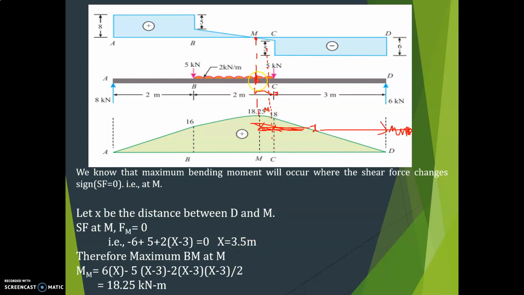Once you get x, you can calculate the maximum bending moment. What is that? 6 into x minus 5 into x minus 3, this distance, minus 2 into x minus 3, this distance, into x minus 3 divided by 2, that is equal to 18.25. The maximum bending moment is here. Like this you can show where the maximum bending moment is. Here there is no point of contraflexure because there is no change in the bending moment. Okay, I hope all of you understood. Thank you.